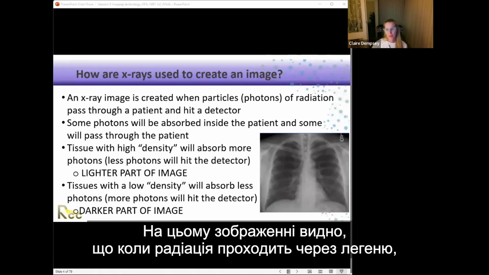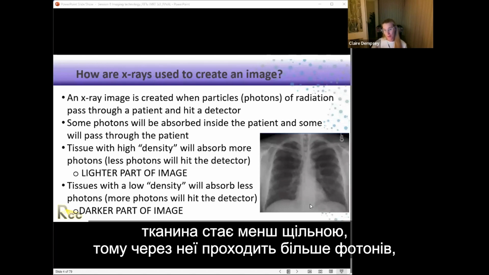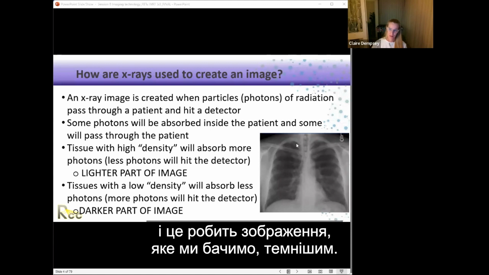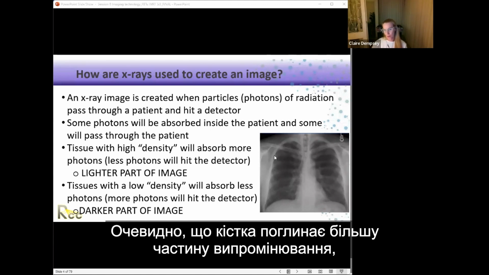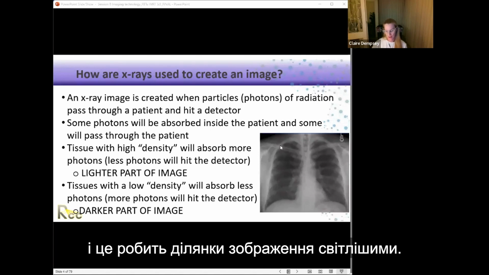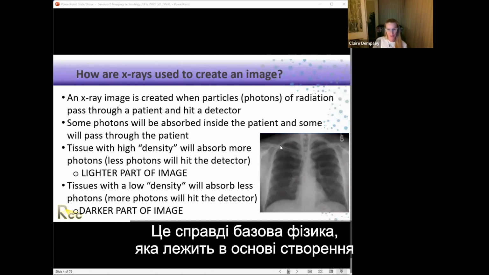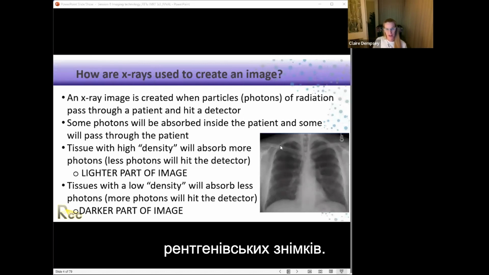Perfect. So you can see on this image, obviously, when the radiation passes through the lung, the tissue is less dense, and so more photons pass through, and that makes the image that we see darker. And obviously bone absorbs more of the radiation, and it makes the areas of the image appear lighter. So that's really the basic physics behind how these X-ray images are created.